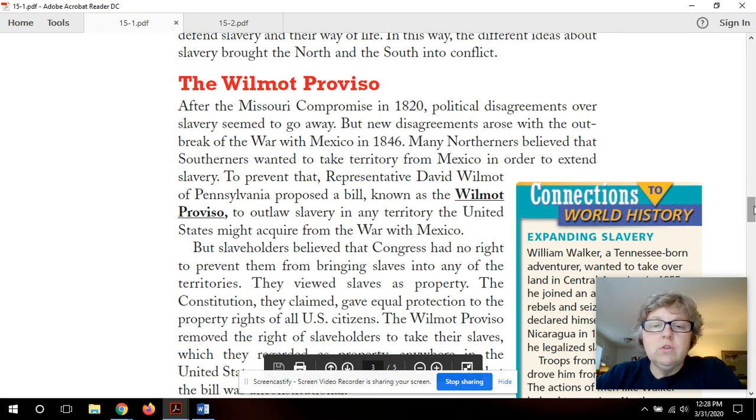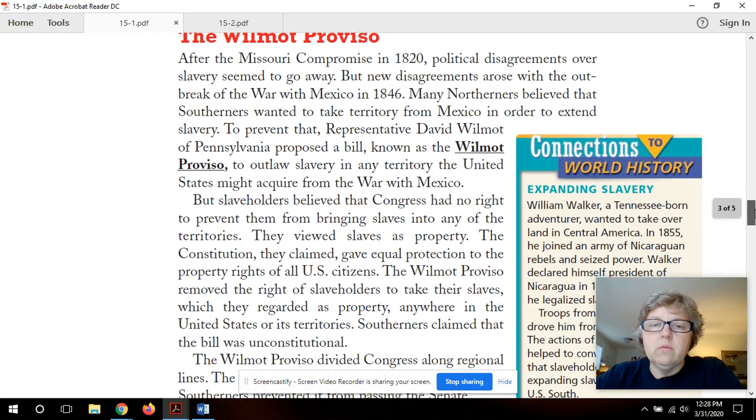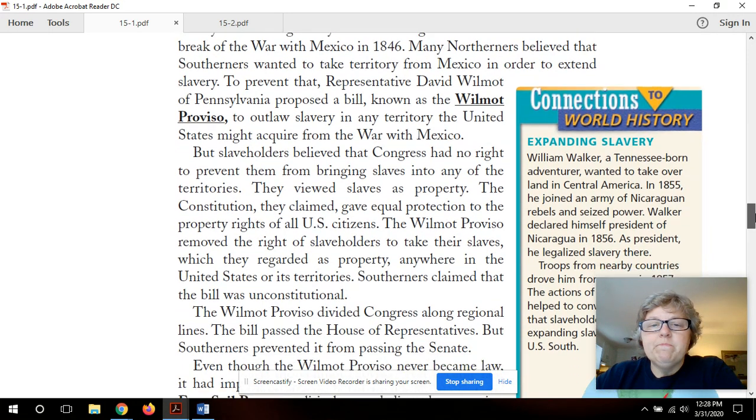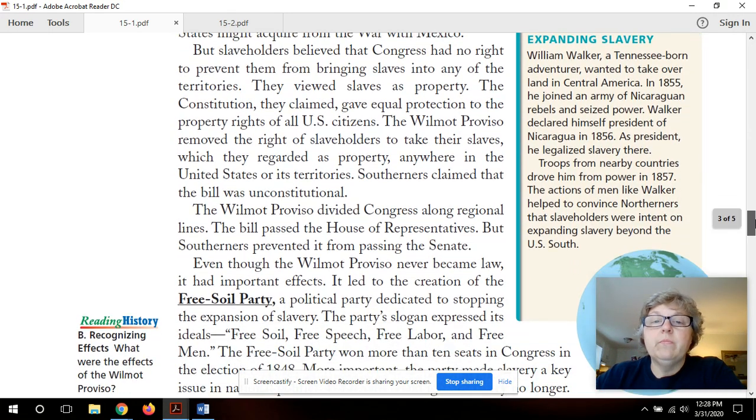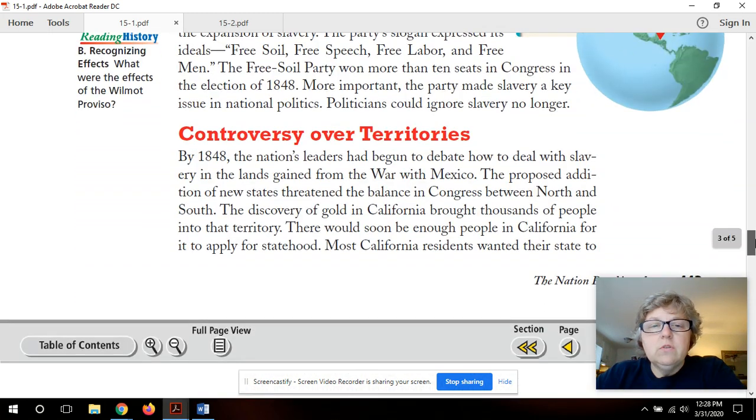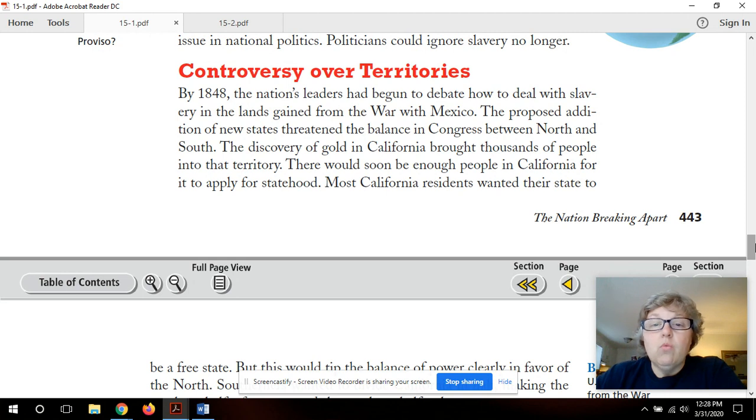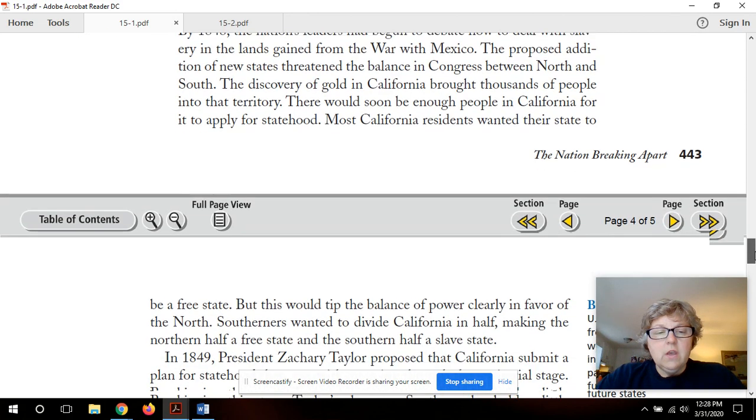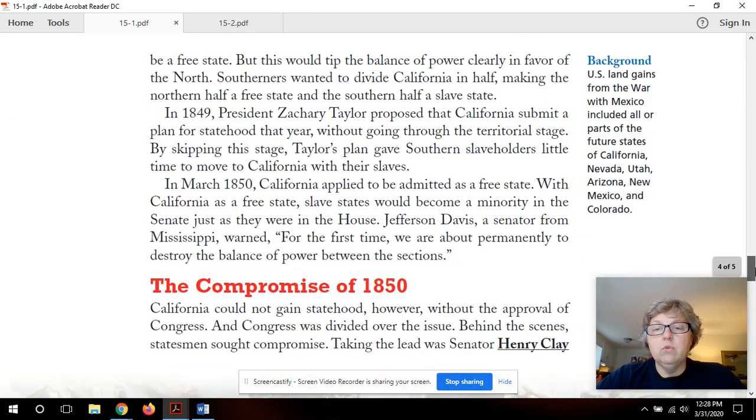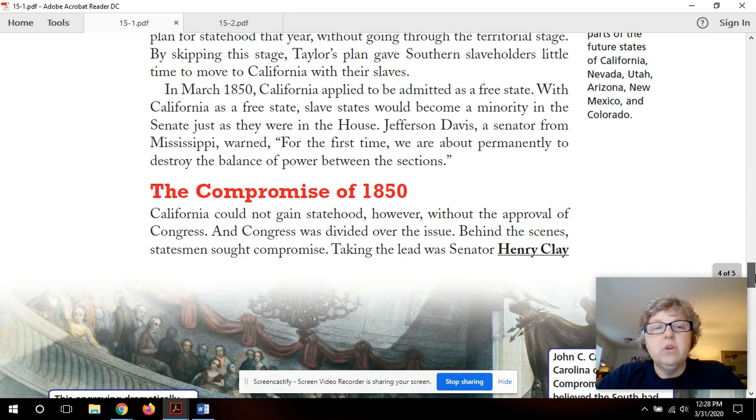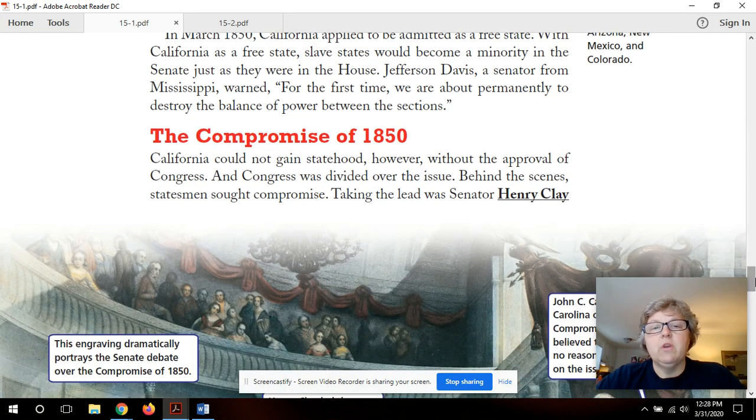Wilmot Proviso, I told you, you don't really have to know that much about it except what it was. Outlawing slavery. Read it. Move on to the controversy over territories. This talks about the war with Mexico, which, if you didn't read that part about the secession of Mexico, you'll get some of it here. The gold rush in California, it tells you a little bit about that.